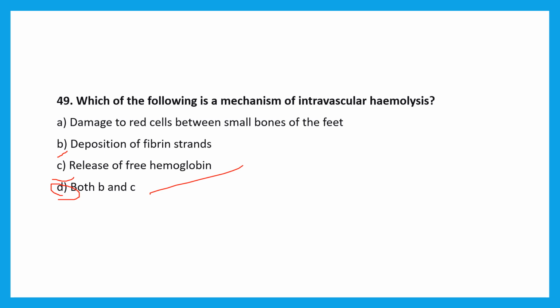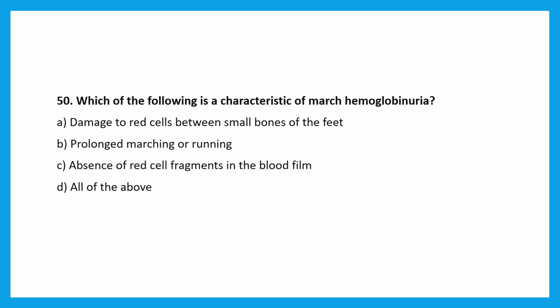Right. Last question, question number 50. Which of the following is a characteristic of march hemoglobinuria? We actually said this. We said damaged red cells between small bones of the feet, prolonged marching or running, absence of red cell fragments. All of the above are characteristics of march hemoglobinuria. Therefore this is the end of our first tutorial on hemolytic anemia, taking an hour to revise.